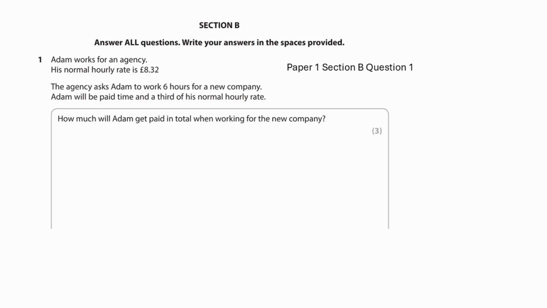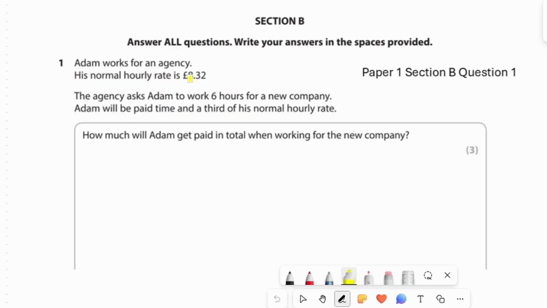Here we have this question. Adam works for an agency. His normal hourly rate is £8.32 per hour. So that's his normal hourly rate. The agency asks Adam to work 6 hours for a new company. Adam will be paid time and a third of his normal hourly rate.